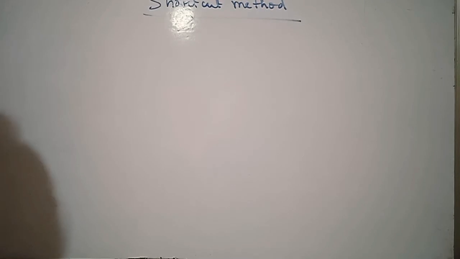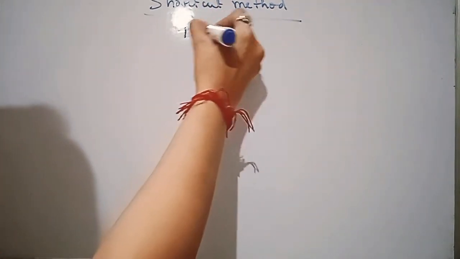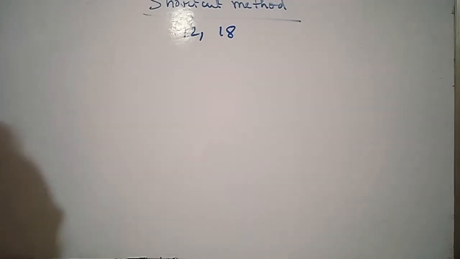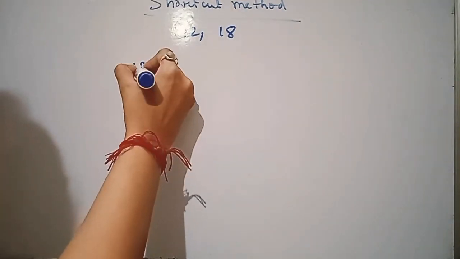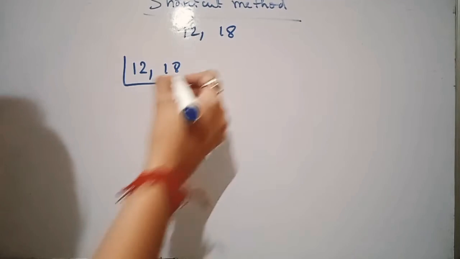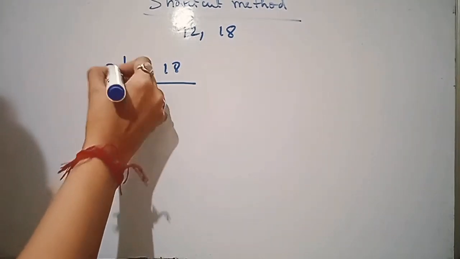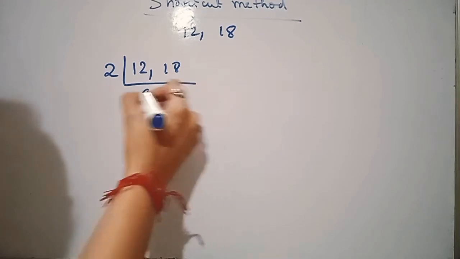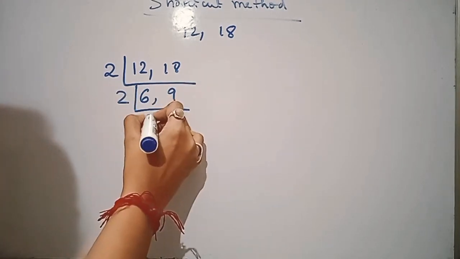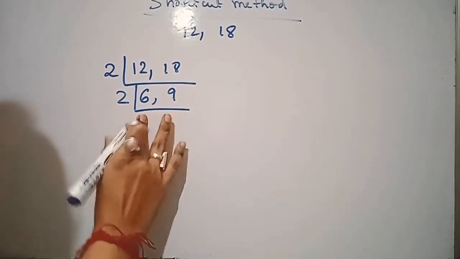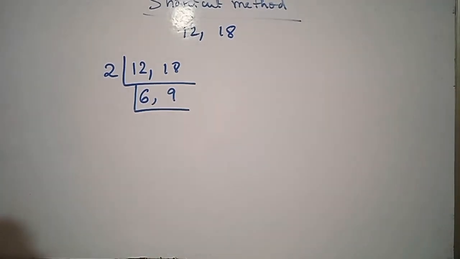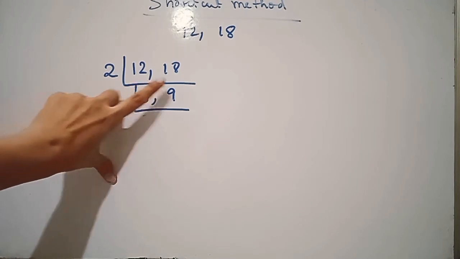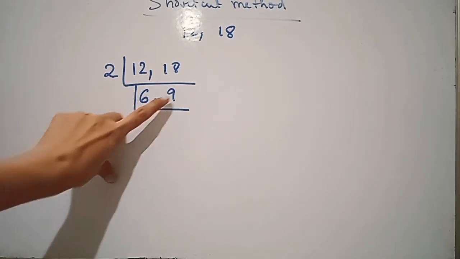Okay, so we are going to take 12 and 18. Suppose we are taking the same numbers here. So here what we have to do, we have to divide these two numbers at the same time. So I am using 2. As I can see, I can divide 12 and 18. Now this is very interesting. So in the first case I have used 2 to divide 12 and 18. So my answer is 6 and 9.